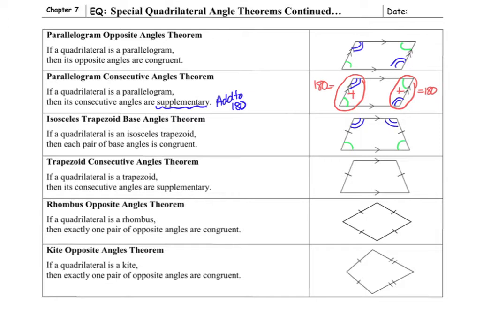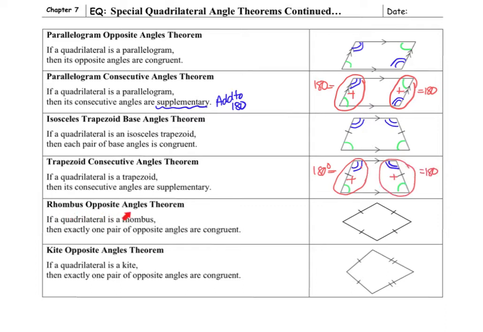The trapezoid consecutive angles theorem states that if a quadrilateral is a trapezoid, then its consecutive angles are supplementary. So consecutive angles can only happen if you have parallel lines. So these two lines are the ones that are parallel. So the consecutive angles would be this top one and this bottom one. These will add to 180 degrees. The same would be true for the other side.